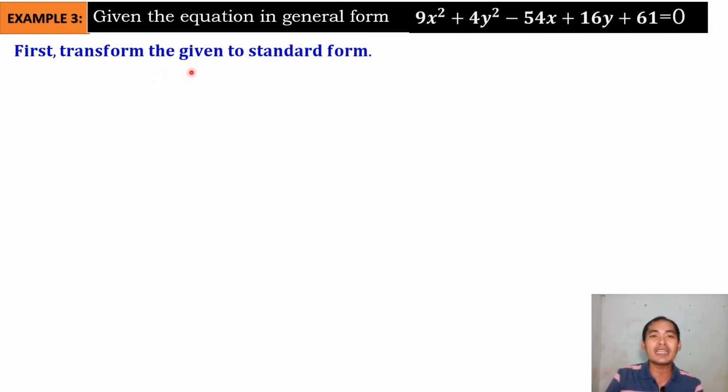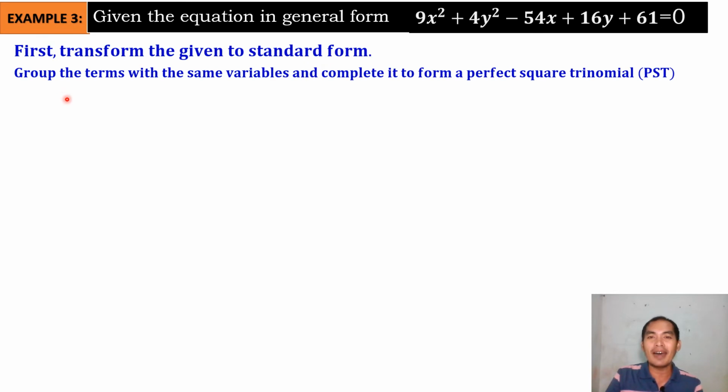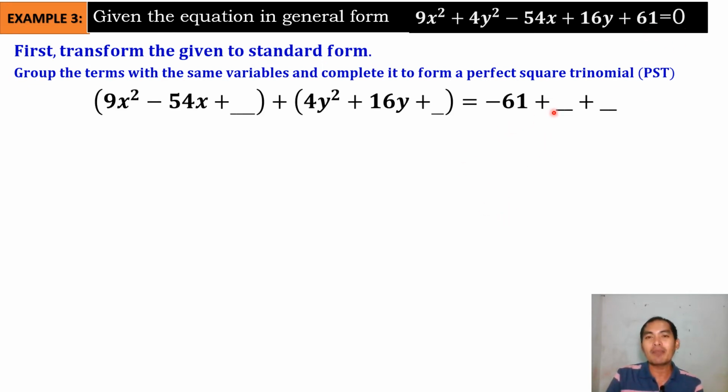First, transform the given to standard form by grouping the terms with the same variables and completing them to form a perfect square trinomial. So, i-group po natin yung 9x squared, negative 54x plus blank. Then, another group, yung 4y squared plus 16y plus blank equals, transpose 61 to the other side, maging negative 61, plus blank blank. The first blank is for x, the second blank is for y.